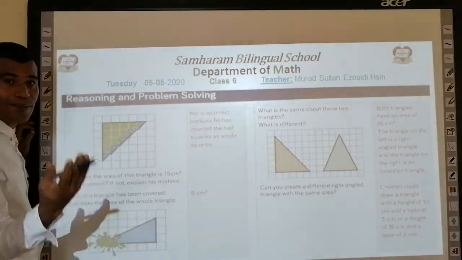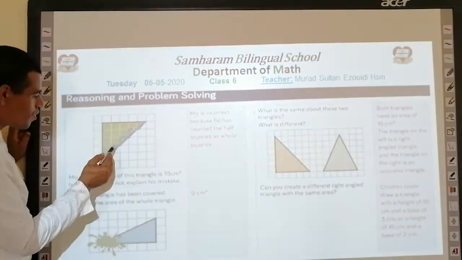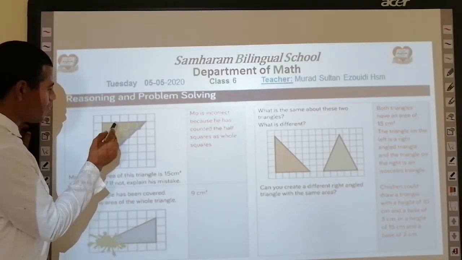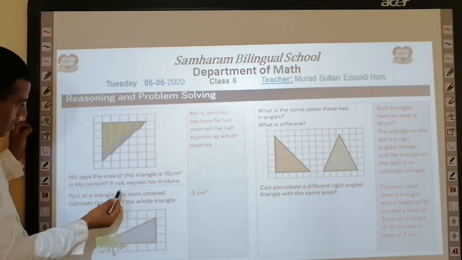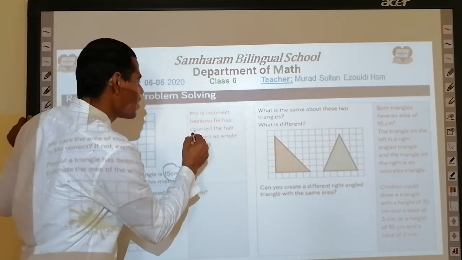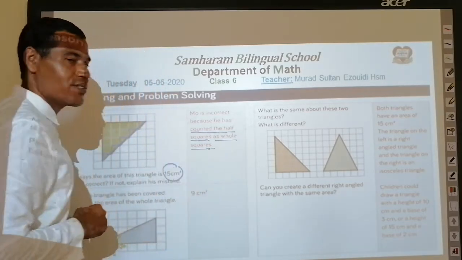If we would like to estimate, not to give the exact value, so this is 5, 6, 7, 8, 9, 10, 11, 12, 13, 14, 15. And he told that it is 15, yes. Correct. Why? Because he counted the half squares as whole squares.